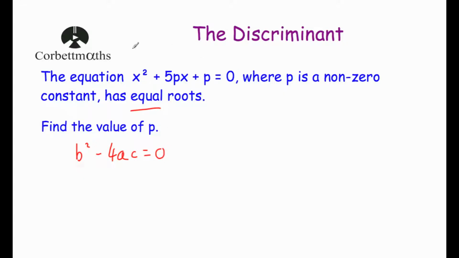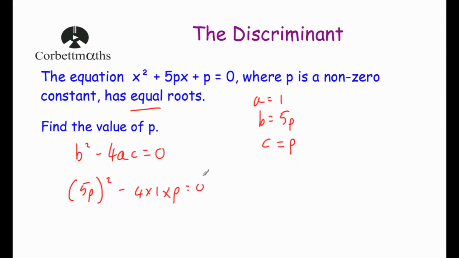Now if we have a look at our quadratic equation, we've got a is equal to 1, we've got b is equal to 5p, because p is a number, so 5p is just a number, that's the coefficient of x, so b is 5p, and c is equal to p. Okay, so if we substitute those values into the discriminant, we're going to get b squared, so b is equal to 5p, so let's put that in brackets, (5p) squared, minus 4 times a, so 4 times 1, times p. And that's equal to 0, because there's equal roots.